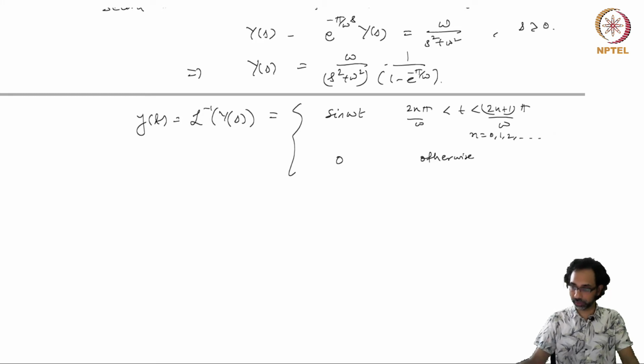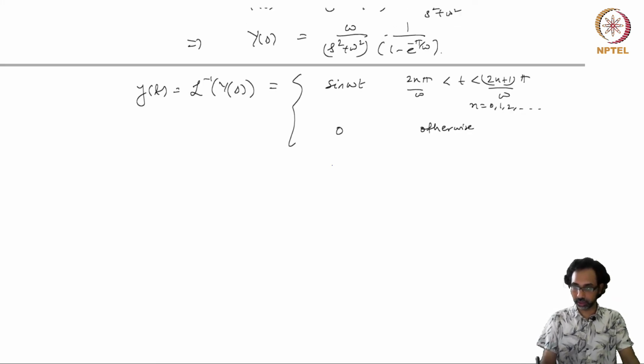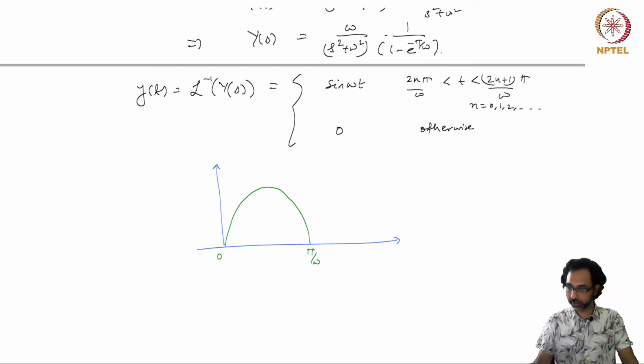The graph of this function y(t) looks something like this. It is sine omega t between, for example, if n equal to 0, 0 on the left side and pi by omega on the right side. So 0 to pi by omega, and it is 0 otherwise until it hits 2 pi by omega.